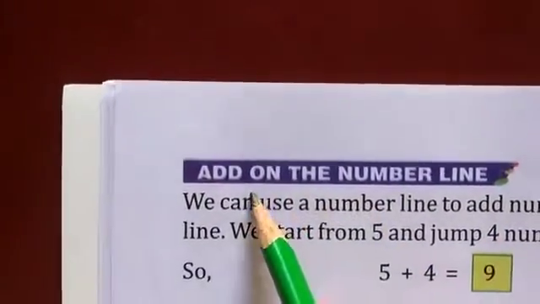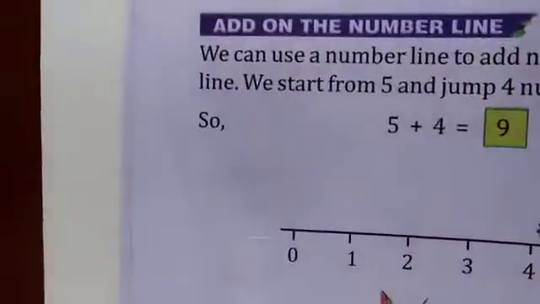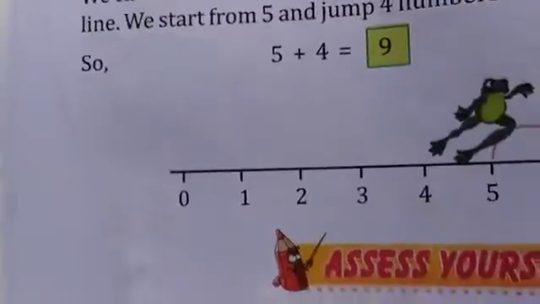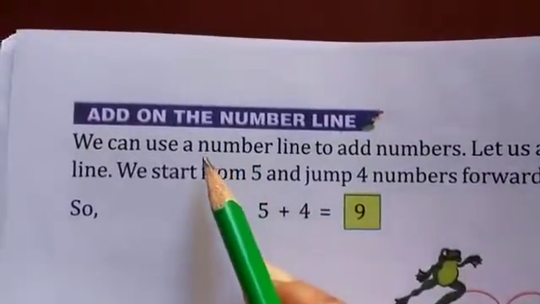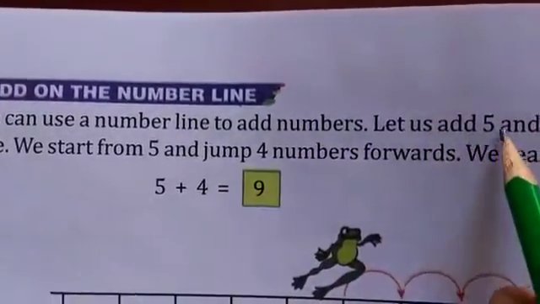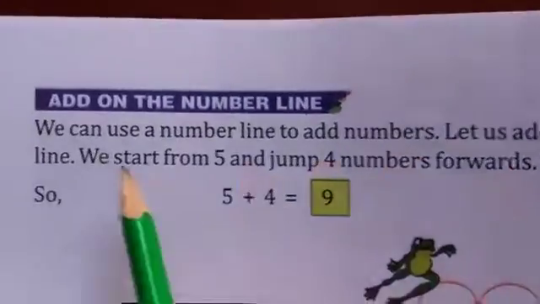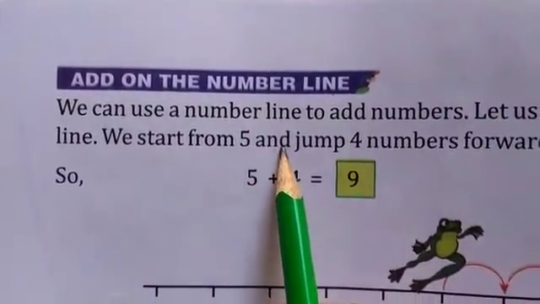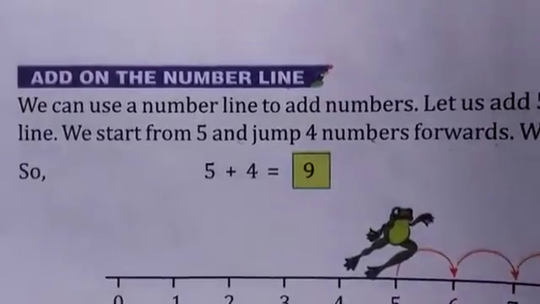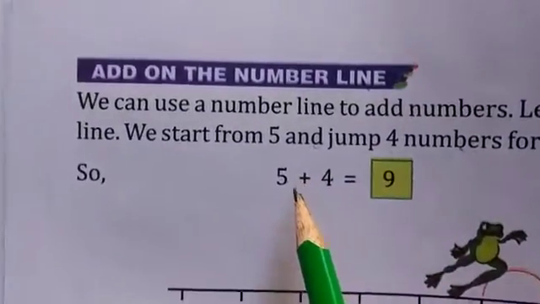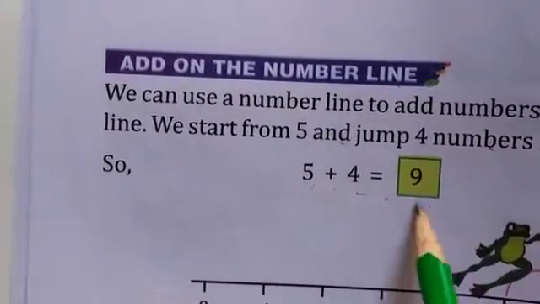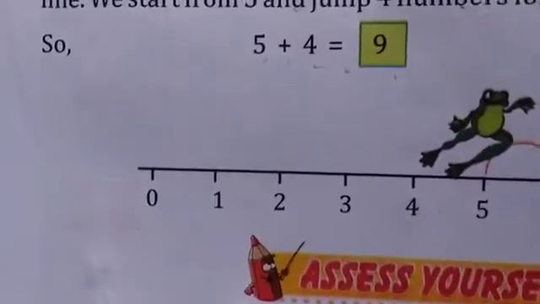It's a new thing, add on the number line. Okay, now we learn about the number line. It's very easy, but watch carefully and listen carefully. Okay, we can use a number line to add numbers. Let us add 5 and 4 on a number line. We start from 5 and jump 4 numbers forward. We reach 9. Okay, if the question is 5 plus 4 equals 9, how do we represent it on the number line? It's very easy.